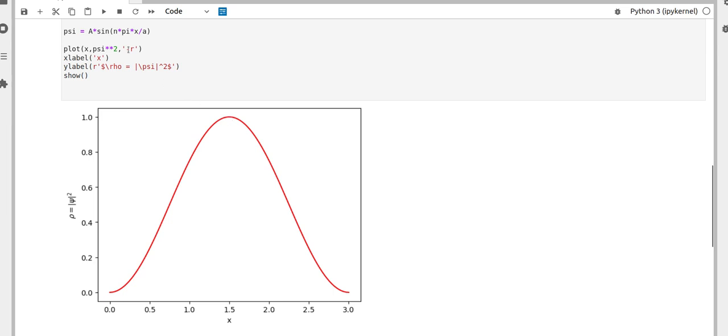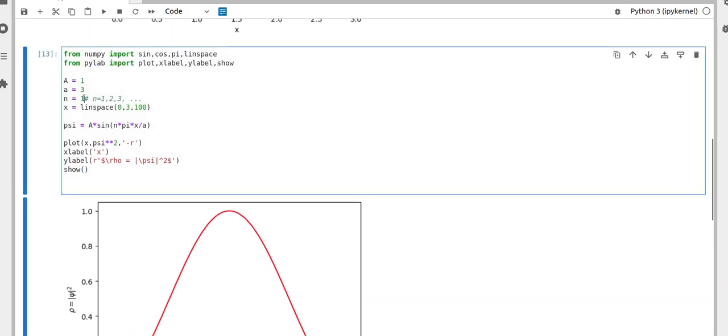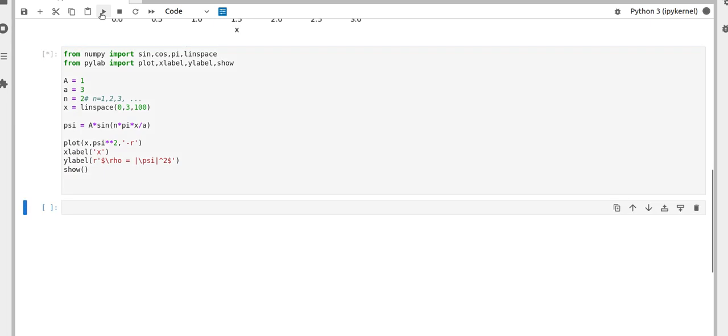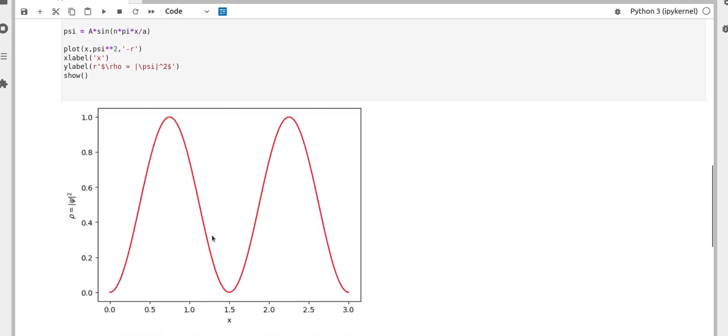If you change the principal quantum number n to 2, then you have another graph. Here the probability of finding the particle is very high at this point, which is around maybe 0.75. At x equals 1.5, the particle cannot be found there. The probability density is 0. At 0 it's 0, at 3 it's 0. So the particle has high probability of being found between 2.25 and 0.25.